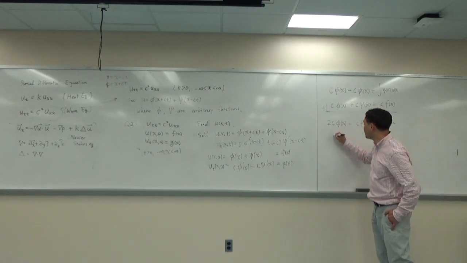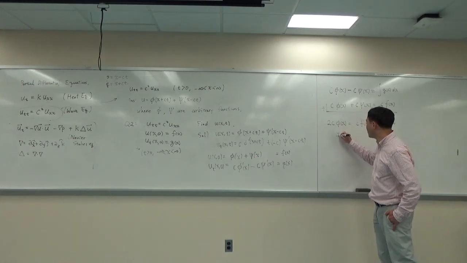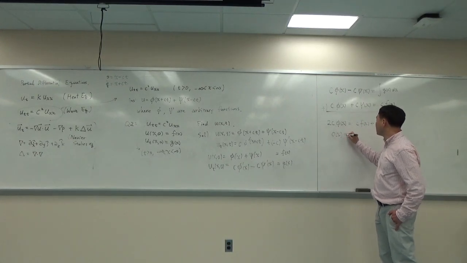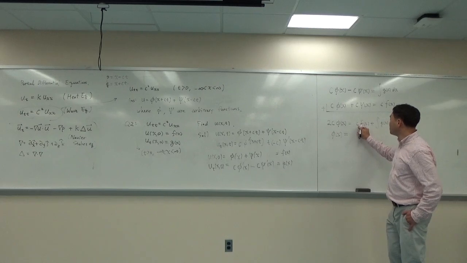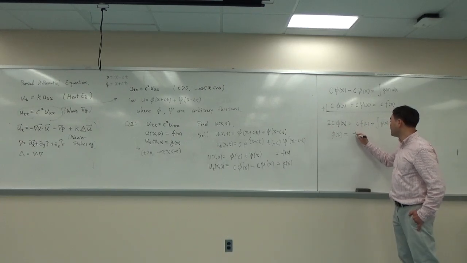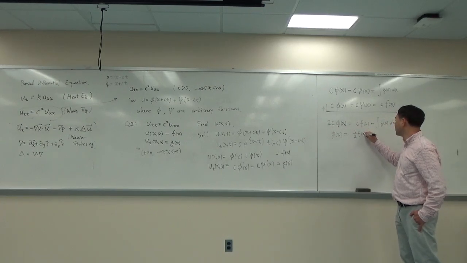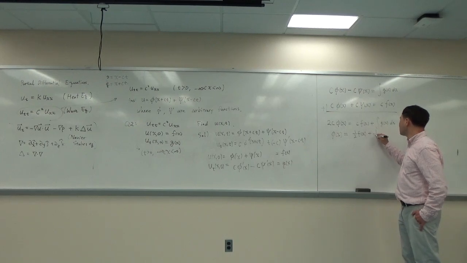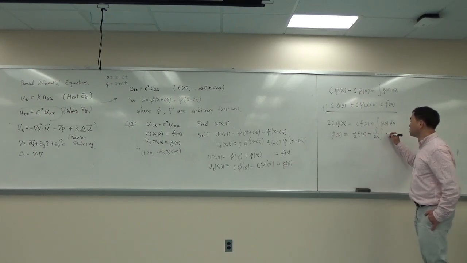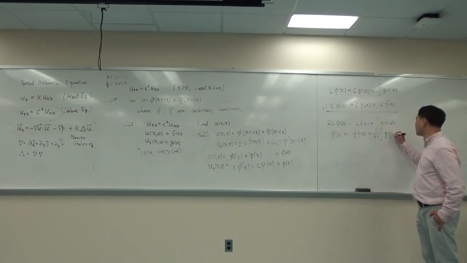So you have phi of x equal to c over 2c will be 1/2, right? It will be 1/2 f of x plus 1 over 2c of integral of g of x dx.